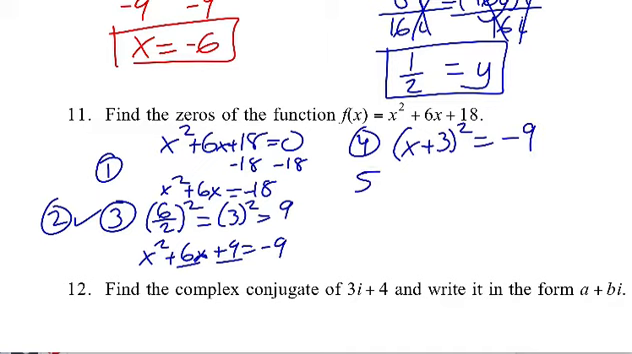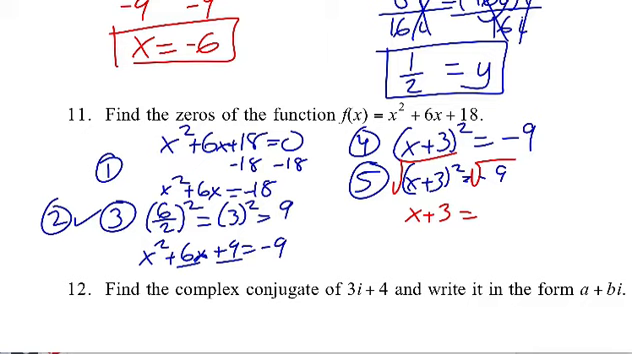Step 5 says we need to take the square root. So we have x plus 3 squared equals negative 9, and we need to take the square root of both sides. So x plus 3 squared, taking the square root, we end up with just x plus 3. The square and the square root cancel out. On the other side, square root of negative 9, we're going to get plus or minus 3i.